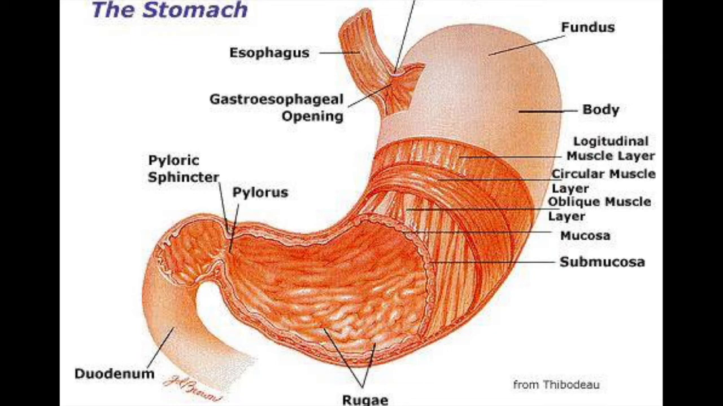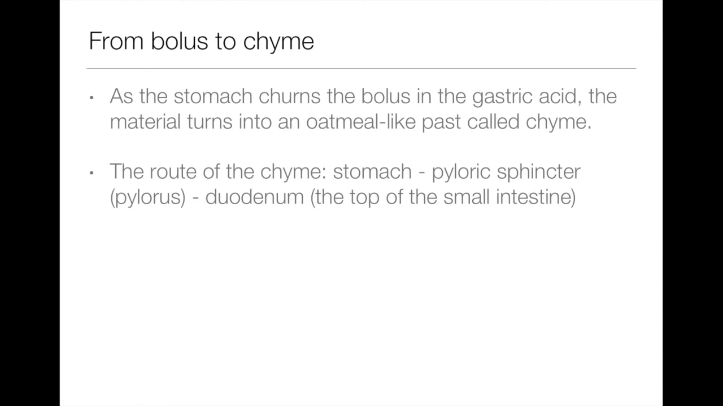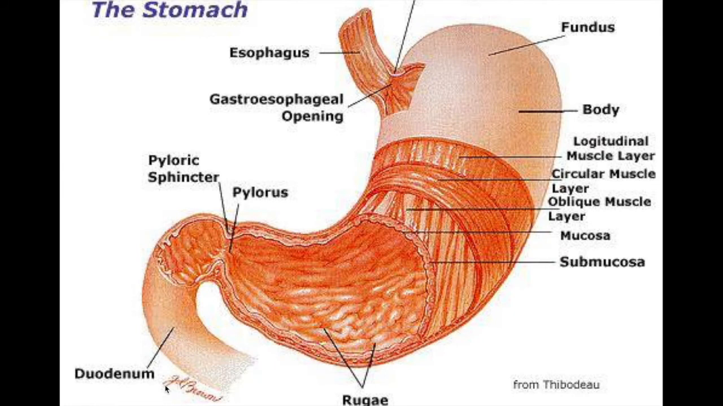Now, the stomach's muscular action is part of physical digestion, like chewing, swallowing, and peristalsis. But the stomach's contribution to chemical digestion is what really helps break down the food we eat. Now, as the stomach churns the bolus in the gastric acid, the material turns into an oatmeal-like paste called chyme. The chyme squirts into the small intestine through the pyloric sphincter. The pyloric sphincter lies between the lower part of the stomach, called the pylorus, and the top of the small intestine, called the duodenum.